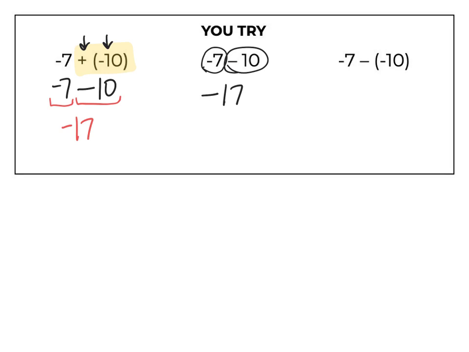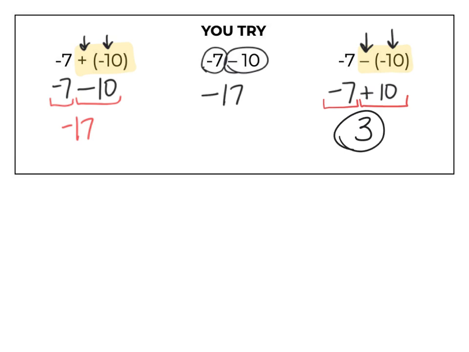And my last problem, I have a double sign, that minus a negative. So I rewrite the problem, use the wrong color again, -7. And if I'm subtracting negatives, I'm adding +10. And when I look at those terms, I have a negative and a positive. The signs are different, so I subtract and keep the sign of the larger number.